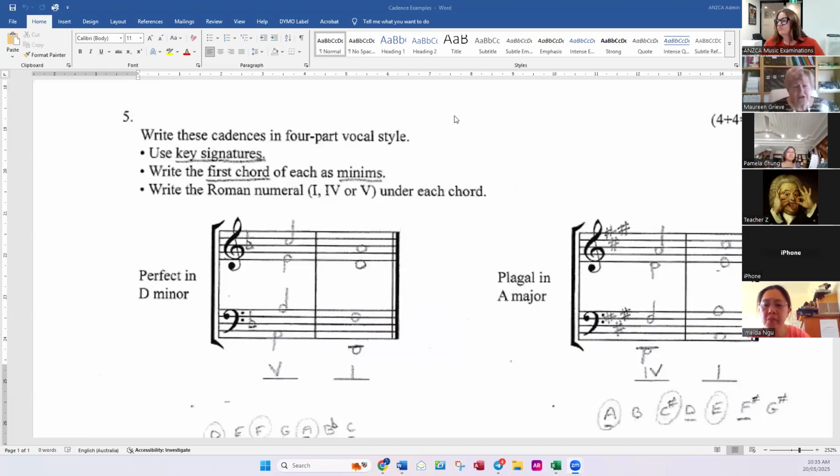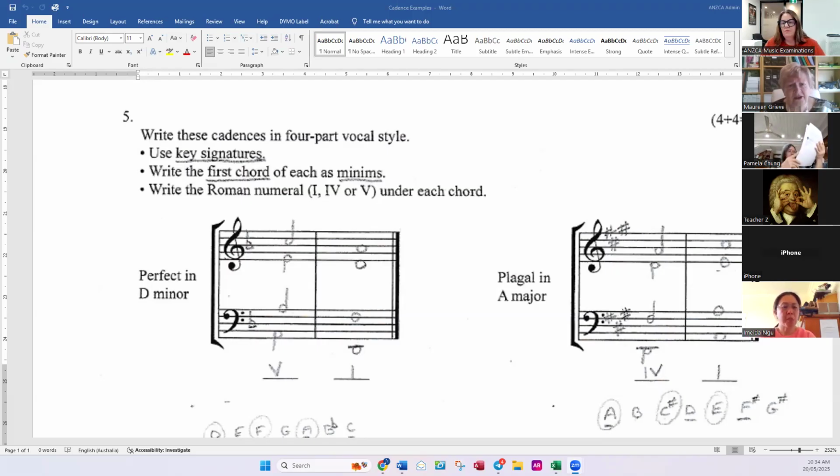So this question can be asked in 2 ways. They can either be asked to write a cadence in 4-part vocal style, or they may be given 2 bass notes and a key signature, and they have to complete the cadence. I have chosen just at random 4 papers from the last lot of exams. So not all the problems have come up in the 4, but there's enough, I think, for us to be able to discuss. If we have a look at the perfect cadence in D minor, it's pretty obvious, I think, what the problem is there.